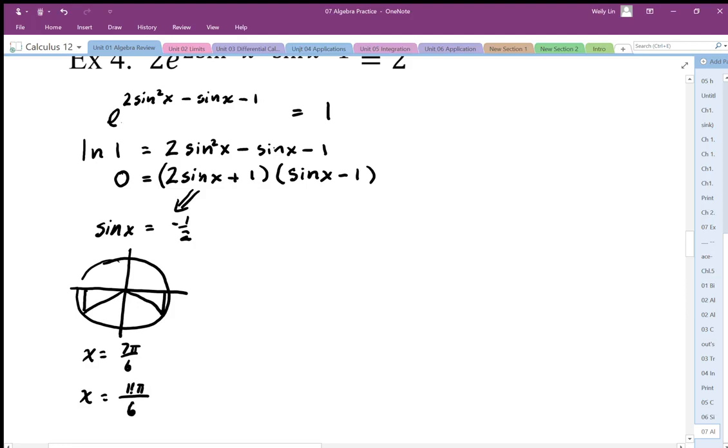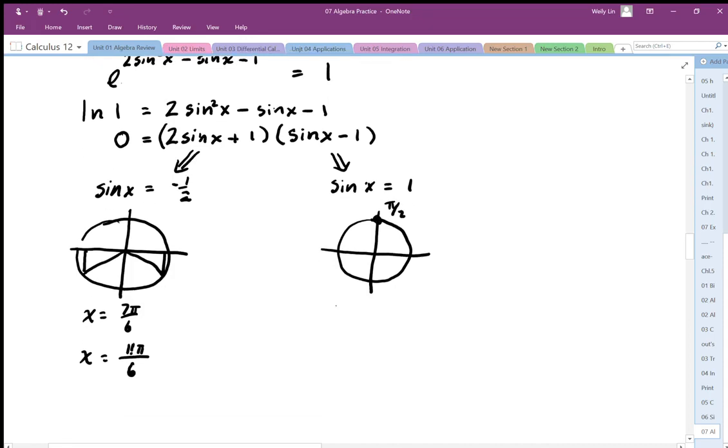Okay, so then this solution here, this is going to be when sine x equals 1. So sine x is equal to 1 at the very top. Okay, it's only one point on the circle at pi over 2. So x is equal to pi over 2. Okay, so there's 3 unique solutions.